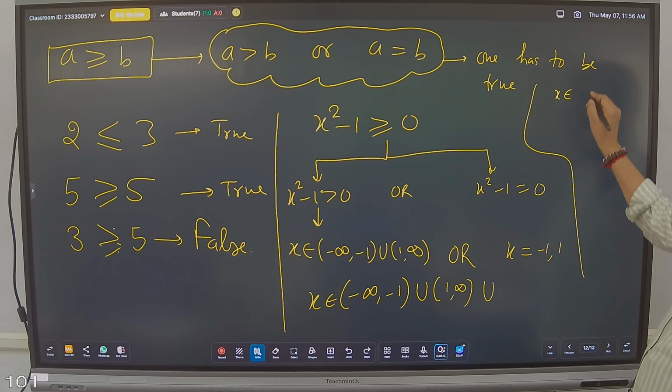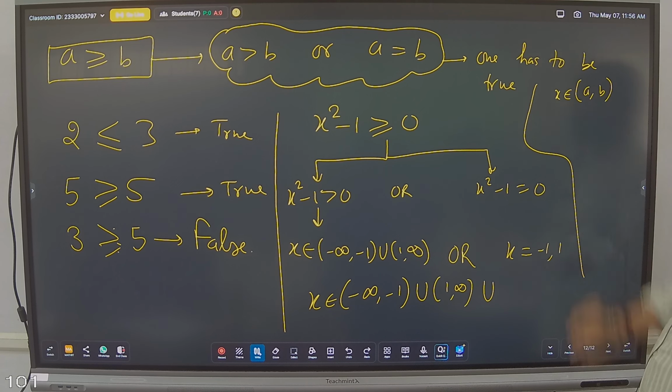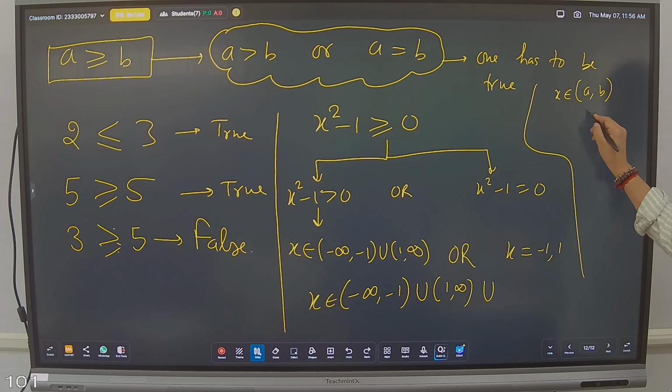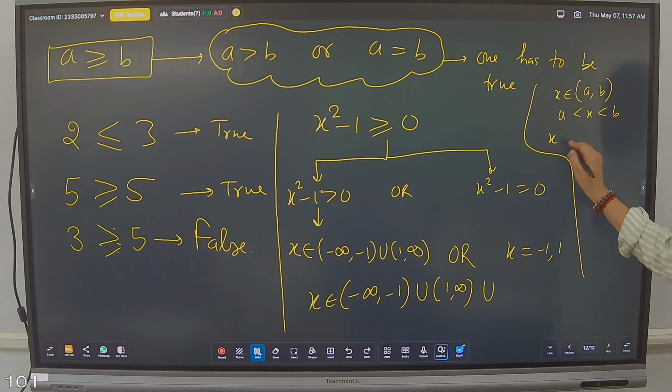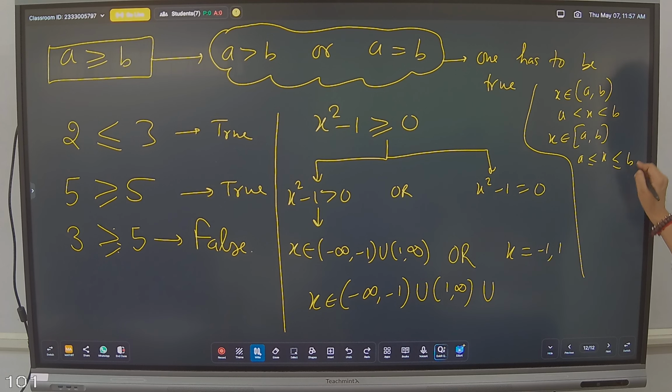What does it mean? X is between A and B, and A and B are not included, yes or no? If I say this, what does it mean? Again x is between A and B, but this time A and B are included. Suppose I say x equal to a, b, c, or let's take only a, b.